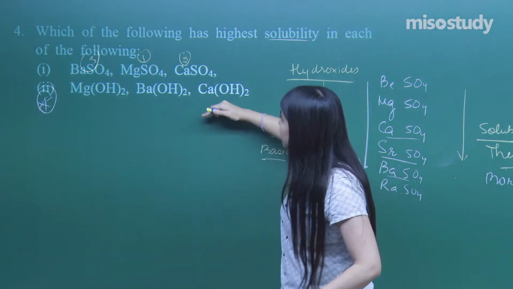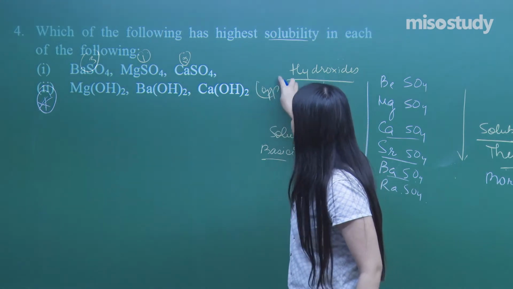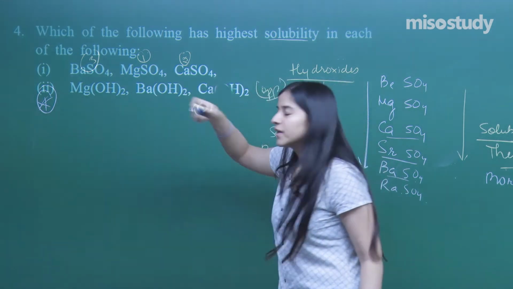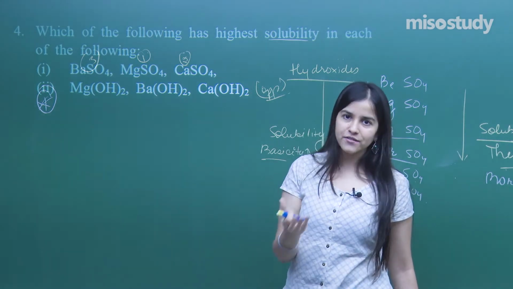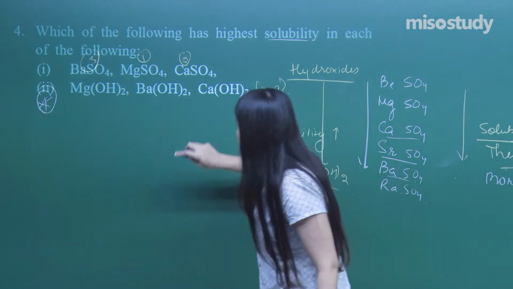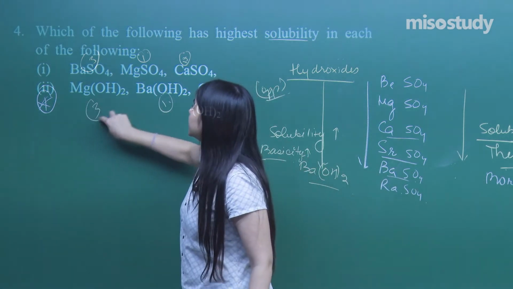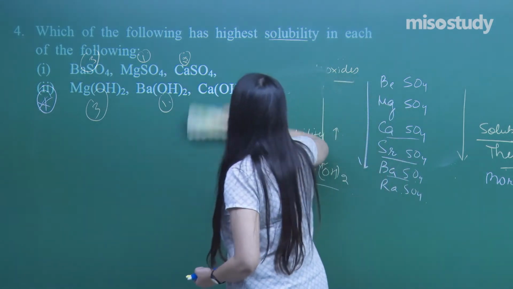And here the order will be just the opposite. So always remember, in case of hydroxides, the order is just the opposite, which is barium must be having the highest solubility because it can give OH negative ions very easily, more basic. So 1, then 2 and then 3. Clear? So I hope everybody is clear with the fact.